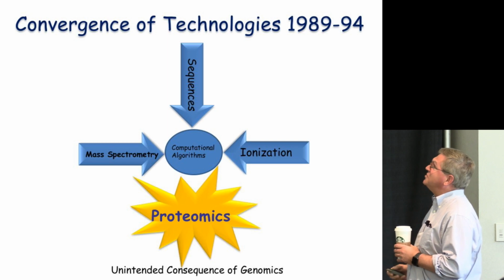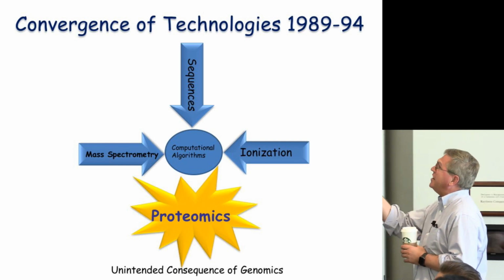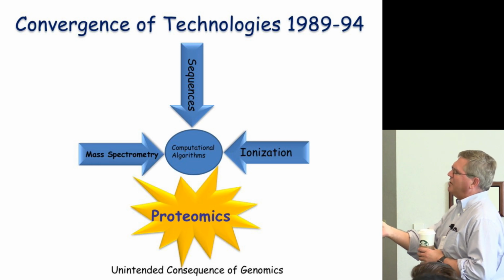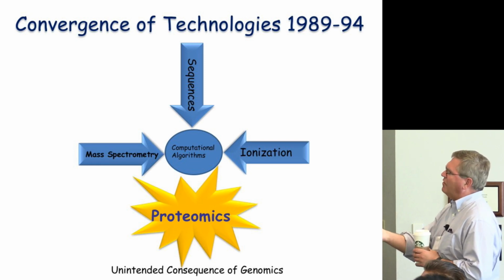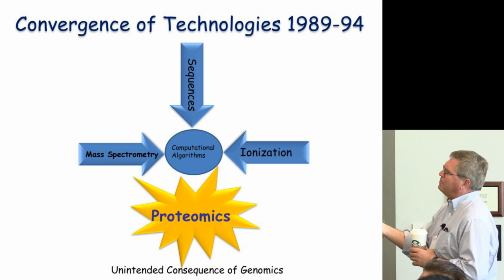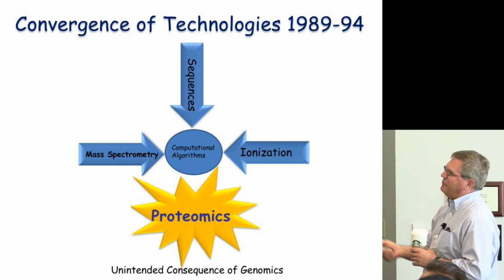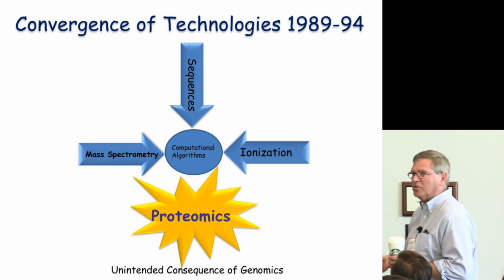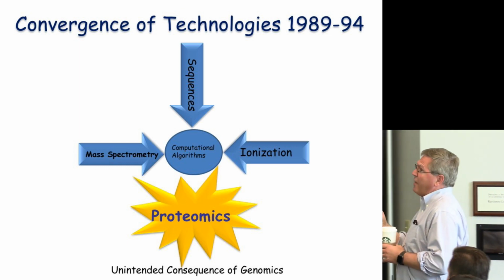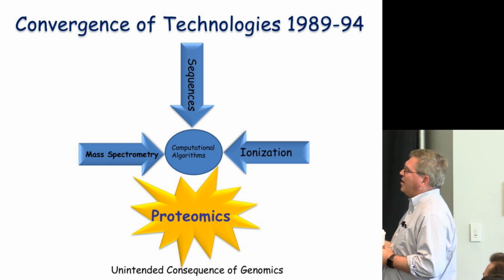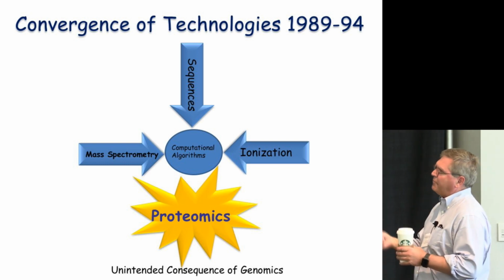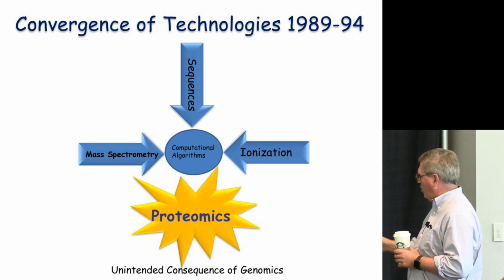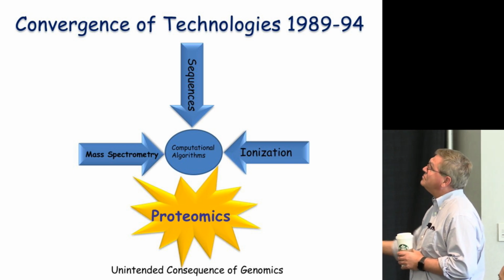So it was this convergence of technologies in this time frame of 89 to 94 which gave us proteomics. And this was, I think, one of the great unintended consequences of genomics. I've talked to a number of people that work in the genomics field, and they actually think that proteomics was a huge benefit from the genome projects, that microarrays and things like that, but that proteomics certainly was one of these great unintended consequences.